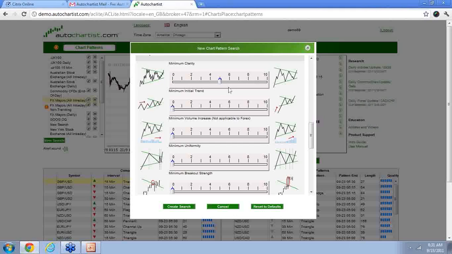Set this at 5 and start it in the middle. And at the same time, you can control what you want the initial trend to look like. Do you want this one to be, for example, a weak trend? Or do you want to see a strong trend to give you a high rating? So you can also set this at 5.